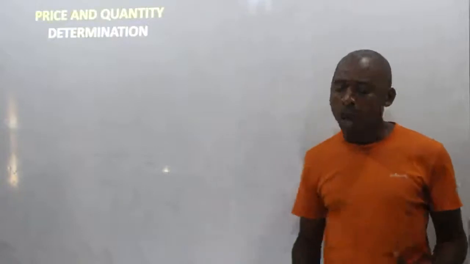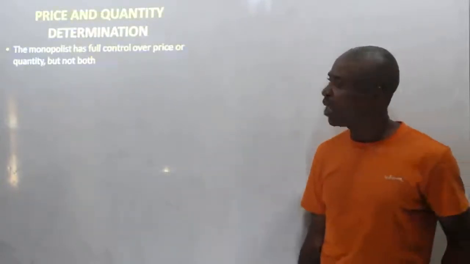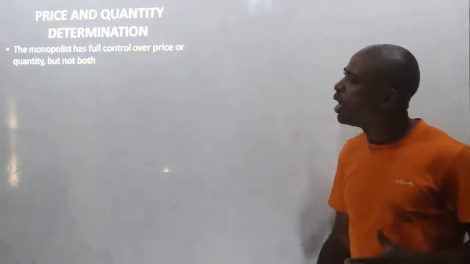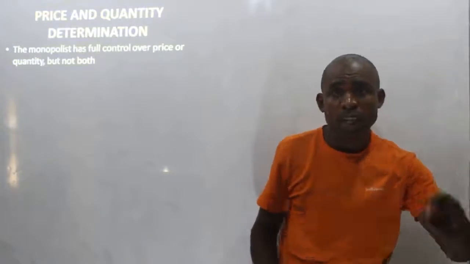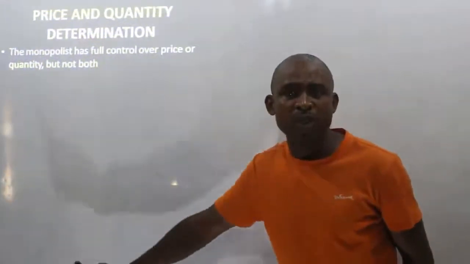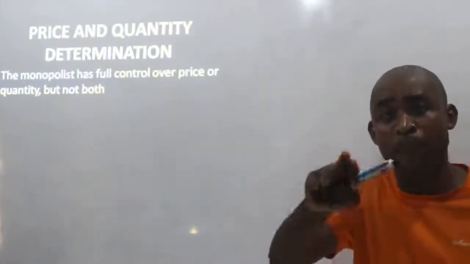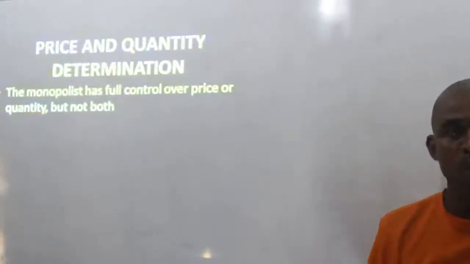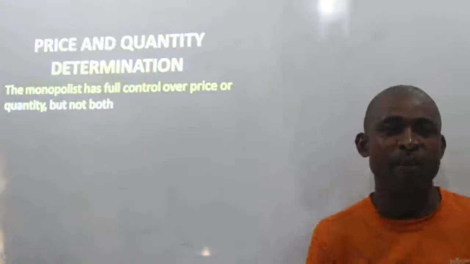Now, let's look at how price and quantity are determined in the monopoly. In monopoly, the monopolist has full control over price or quantity, but not both. It means the monopolist can increase the price or can increase its quantity, but he cannot increase both. So he has control over price and quantity, but not both. This makes the monopolist a price maker. The monopolist is a price giver.